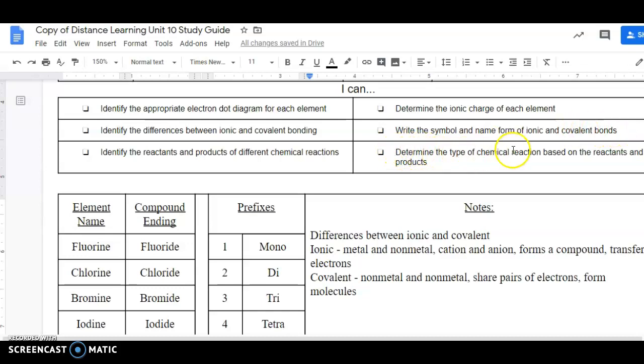And then I can determine the type of chemical reaction based on the reactants and products. So we just did an example of that. So these last two, determine the ionic charge of each element, and then write the symbol and name form of ionic and covalent bonds, I'll throw together one more video for you guys covering those things. And then I'll look to see if you guys have any questions. And I'll go from there.